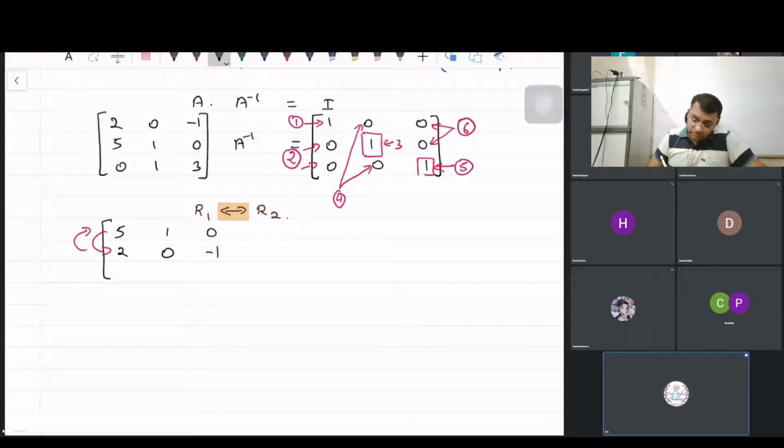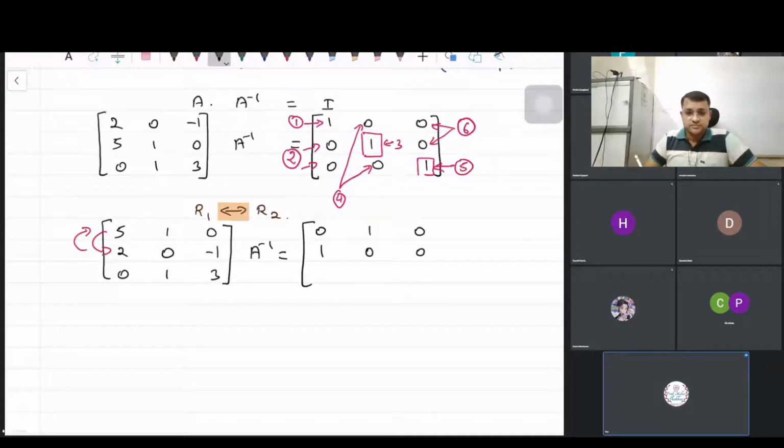Then 0, 1 and 3 will not be affected. It will just come down as it is. The same transformation should also be applied on the right side matrix without fail. This will become 0, 1, 0 over here, 1, 0 and 0 again over here. The last will be 0, 0, 1. There is no change in this.